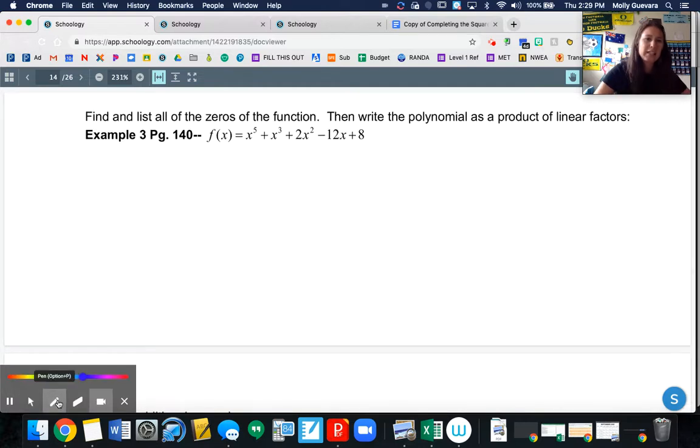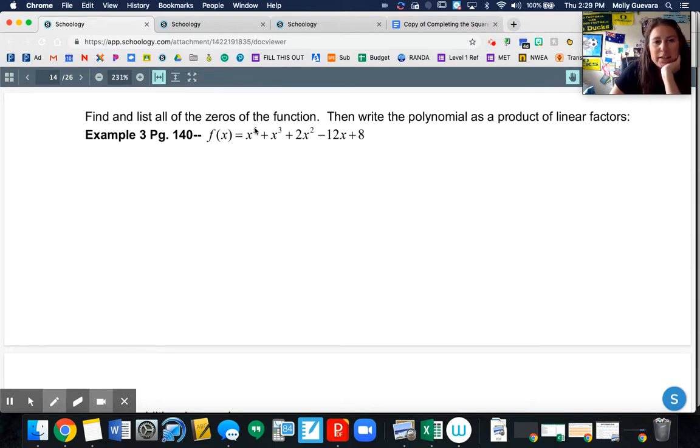Example 3 says, find and list all of the zeros in the function, then write the polynomial as a product of linear factors. So that product of linear factors, those are my parentheses, right? How many parentheses? So the first thing I see is that this is a 5th degree, so I should have 5 zeros, okay? And then the second thing I notice is I have no clue how to factor a 5th degree. I have absolutely no clue. So what we're going to do is we're going to graph this on our graphing calculator to try to find any zeros that we can.